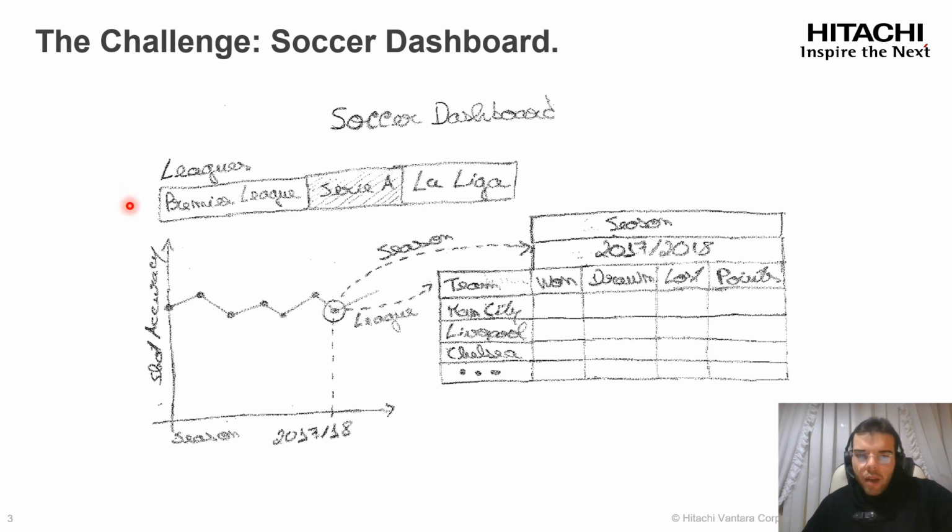For instance, let's imagine I click on Premier League. It will show this line on the line chart with the shot accuracy of the Premier League teams throughout the seasons. And if I click on this data point, it will populate this league table with the season value, which at this point is 2017-2018, and the league, which is the Premier League.